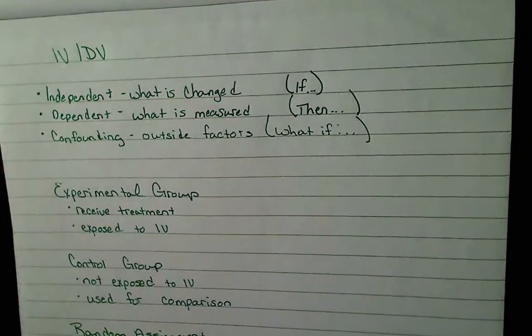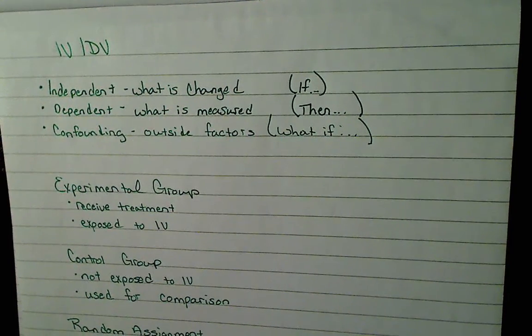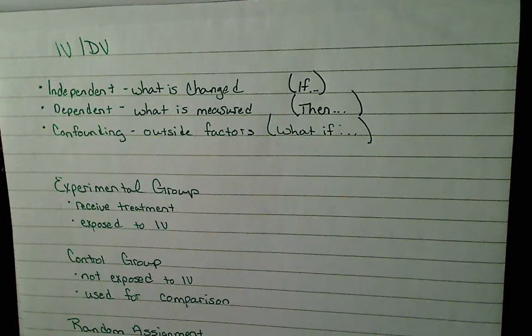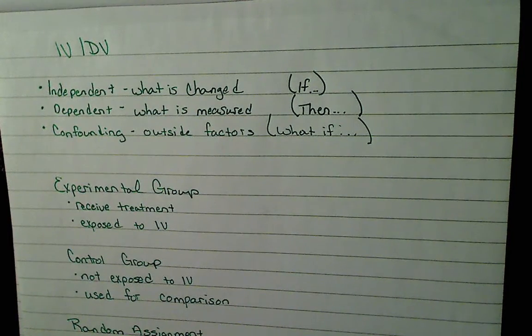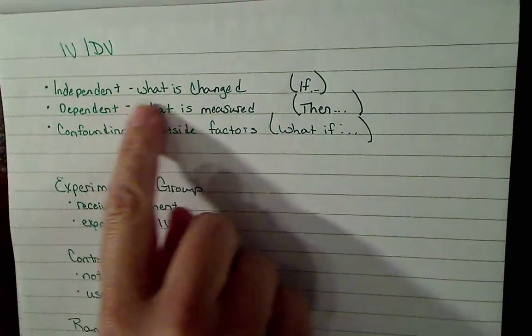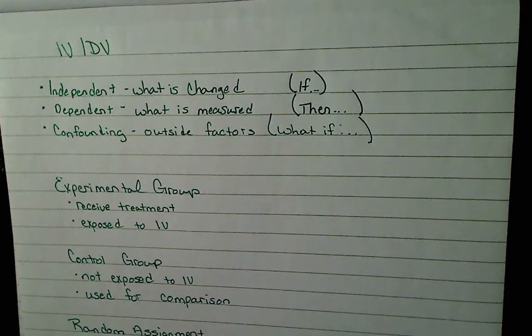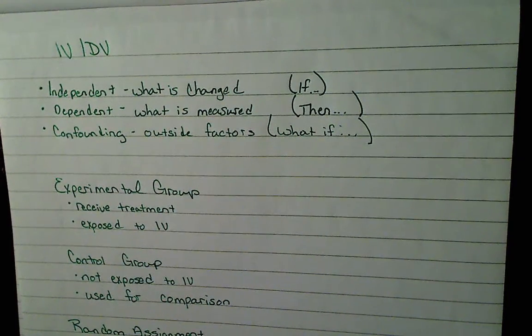And then I wanted to go over independent and dependent variables again real quick. Oh, I left my examples in the other room. That's fine. Your independent variable is what is changed, what you are purposely going to change in your experiment to prove a result. If you're writing out a statement, what is changed, that's the if. So if blah blah blah, then blah blah blah.